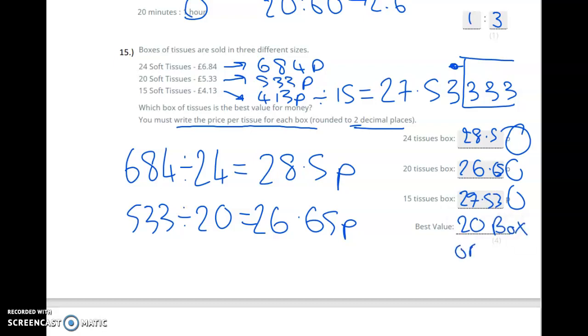So you put the 20 box, or you can write 26.65 pence. Either way, it's the right answer.